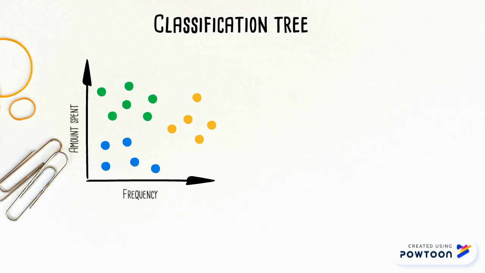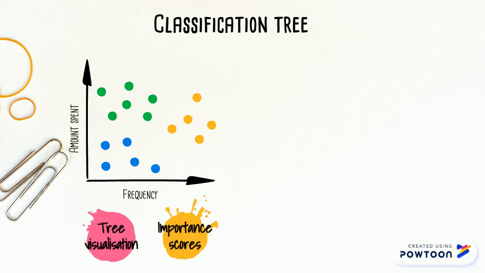Let's look at these data points again. If we imagine that these data points are customers and the dimensions are frequency and amount spent by customer, then we can see that the unsupervised algorithm divided customers into three groups. Let's call them low, medium, and high customer lifetime value segments. Of course, sometimes it's not easy to label the segments appropriately. Classification tree visualization and important scores should help you with this.